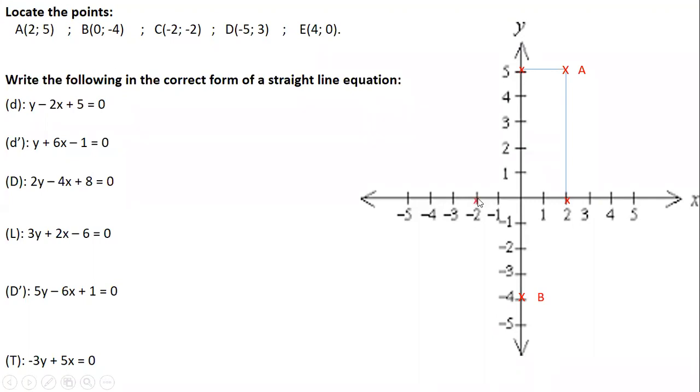C is minus 2, minus 2. This is abscissa minus 2. Here we have ordinate minus 2. Of course, I intersect to get C. D is negative 5, 3. This is the negative 5 abscissa. This is the 3 ordinate where they intersect. I get point D. Now E has 4, 0. It has an abscissa 4 and ordinate 0. Directly I say E will be located on the x-axis at the abscissa 4. So this is E located here. We are done with the first exercise.